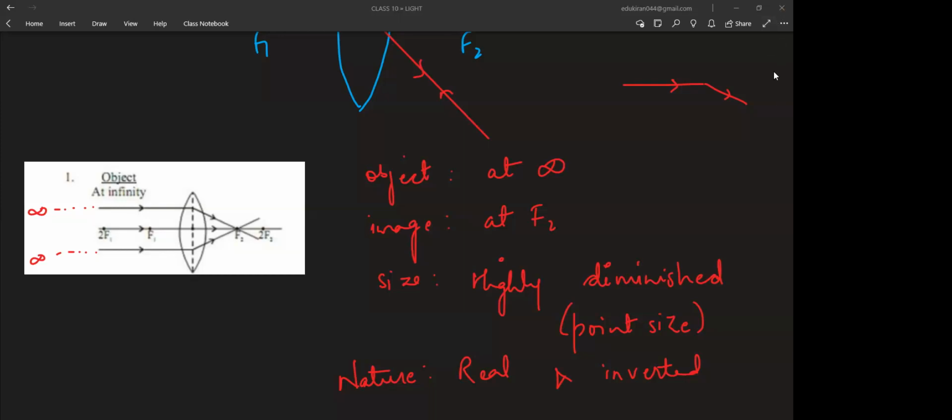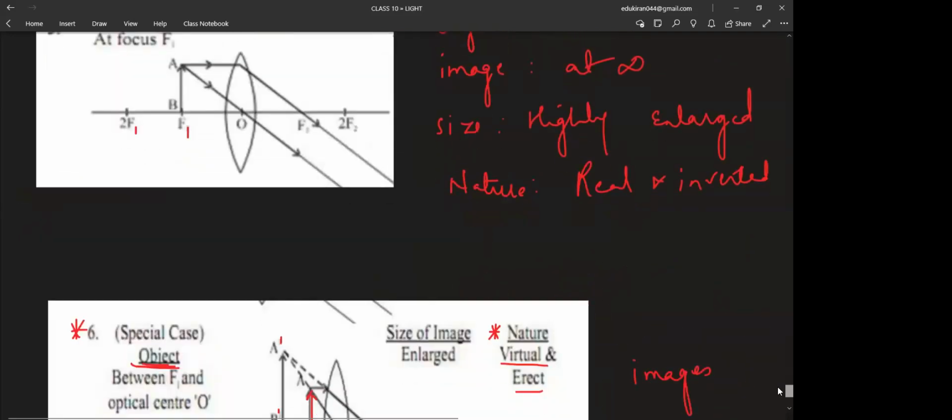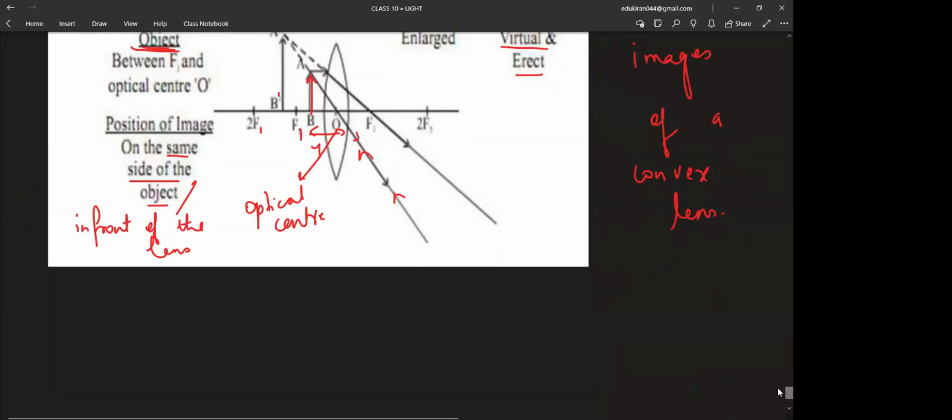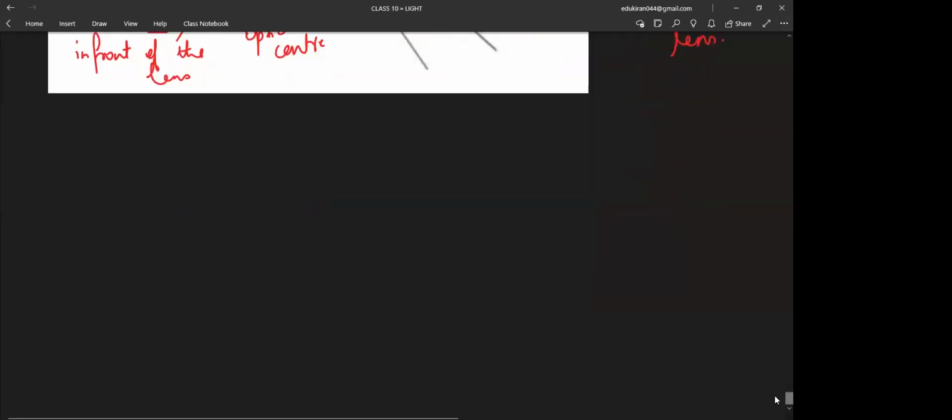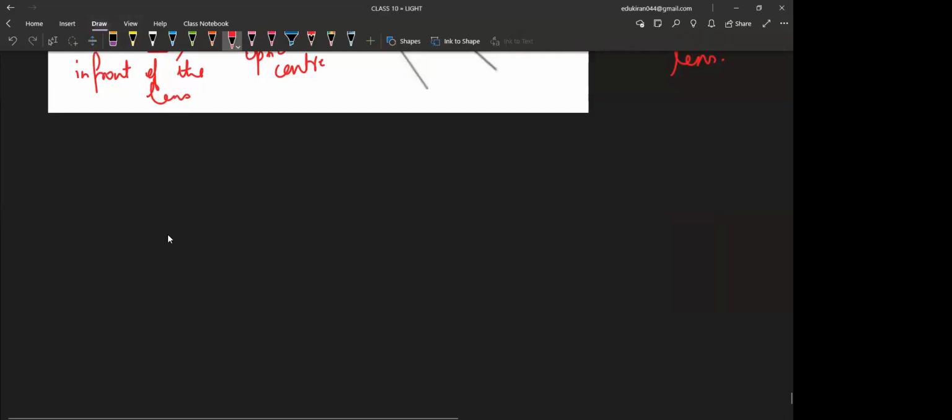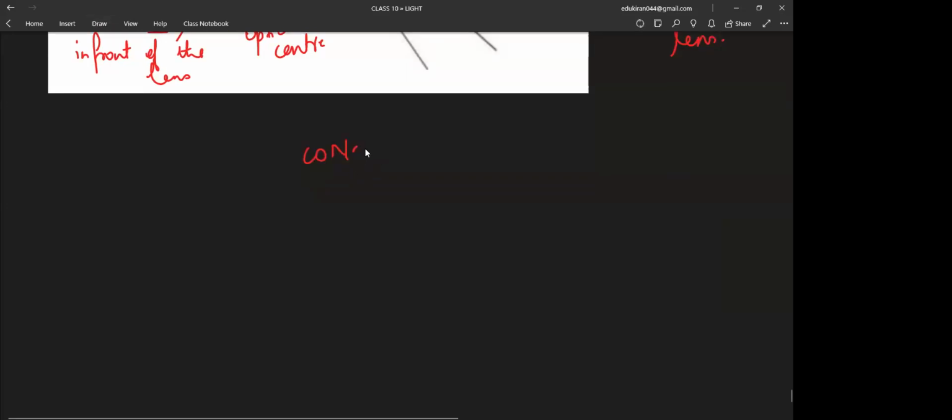See, for concave lenses we have very few images. It has properties similar to the convex mirror. In the convex mirrors we had seen just one or two cases. So this is the case of the concave lens.